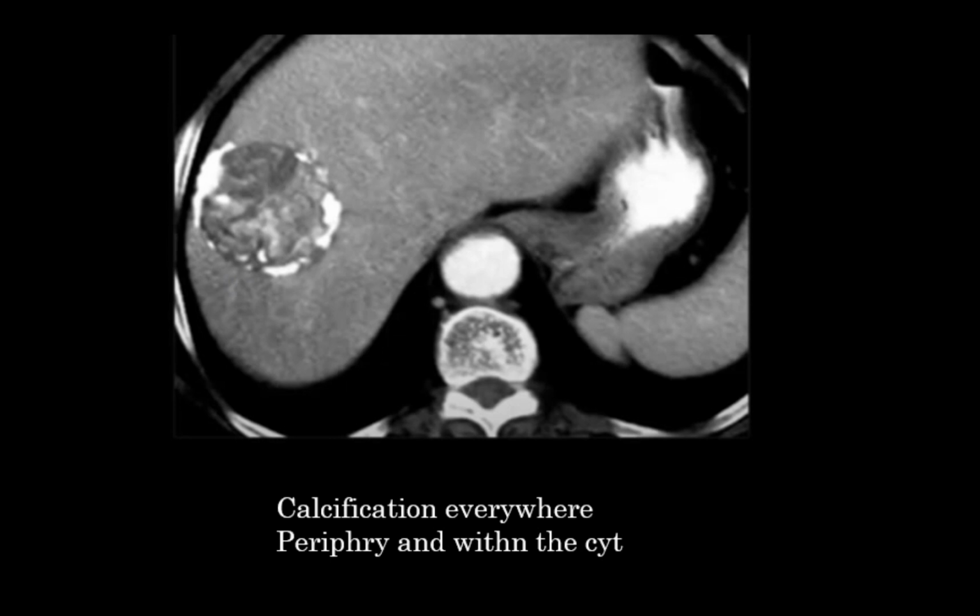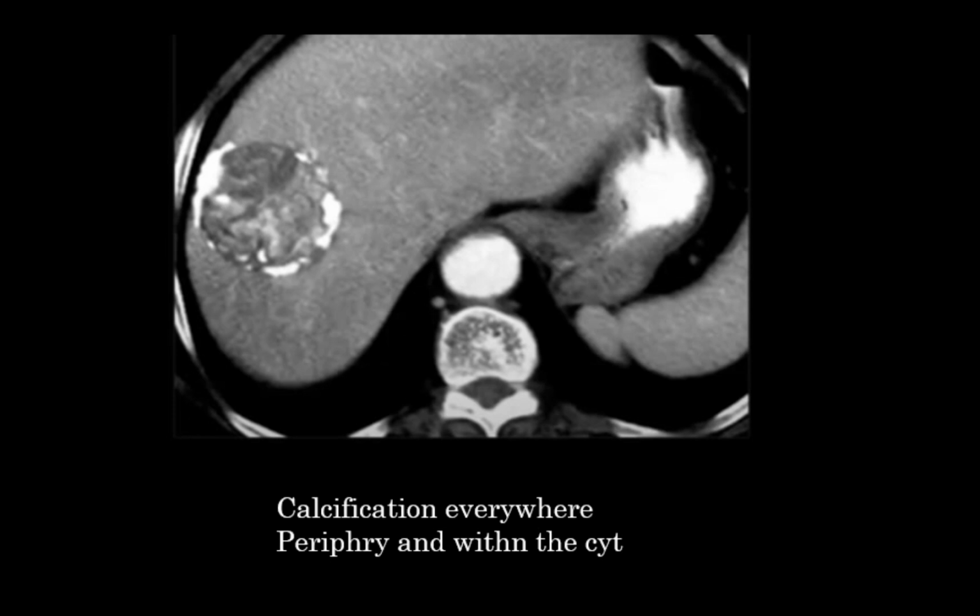This hydatid cyst has multiple stages: stage 1, 2, 3, 4. As it evolves, if the cyst dies, it will crumble and collapse. And with time, it will be calcified. So if you wait for 1 or 2 years more, you'll see this as a dense area of calcification, just like a stone, something calcified in the center.